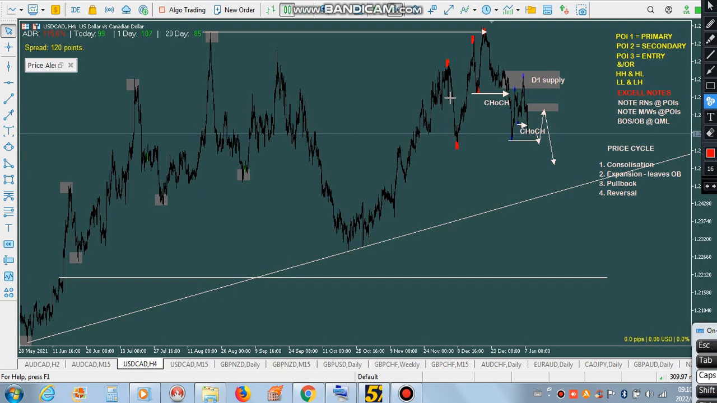Today I'd like to share with you my opinion on the USD Canadian dollar pair. Well, as you can see here on the chart, this is the USDCAD pair, which is the 4-hour chart.